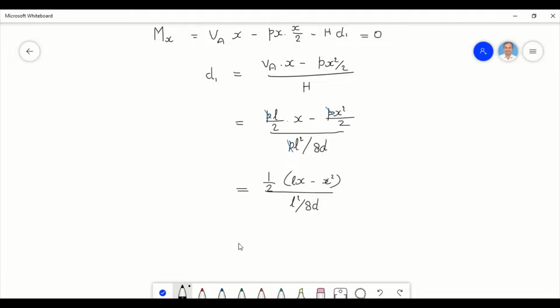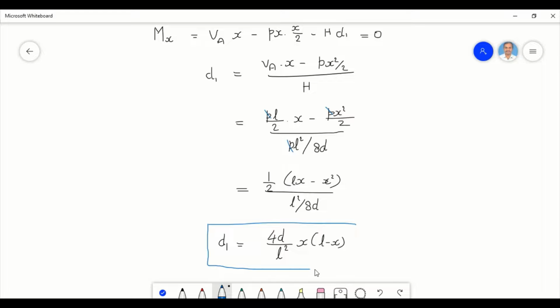Denominator of denominator will become the numerator, so this will become 4d divided by L square. I can take x out of these brackets, so this will become x into L minus x. So this is the dip at any random section considered. So this gives the equation of the cable profile. This is nothing but the equation of a parabola.